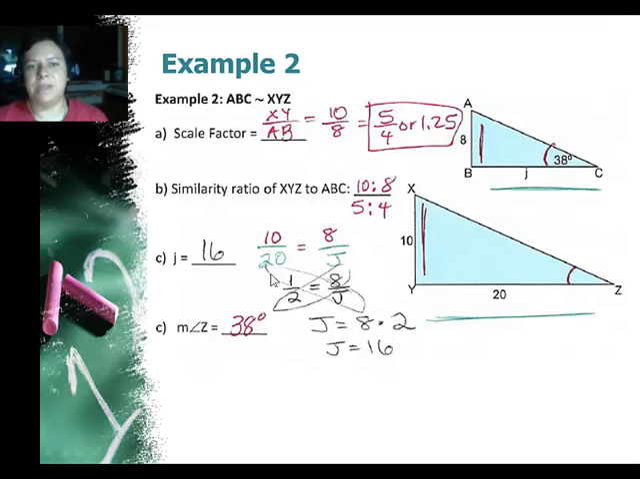I simplified the 10 over 20 to 1 over 2. Then in this case, it really is a lot simpler to cross multiply. 1 times J is J. 8 times 2 is 16. So the length of J is 16.